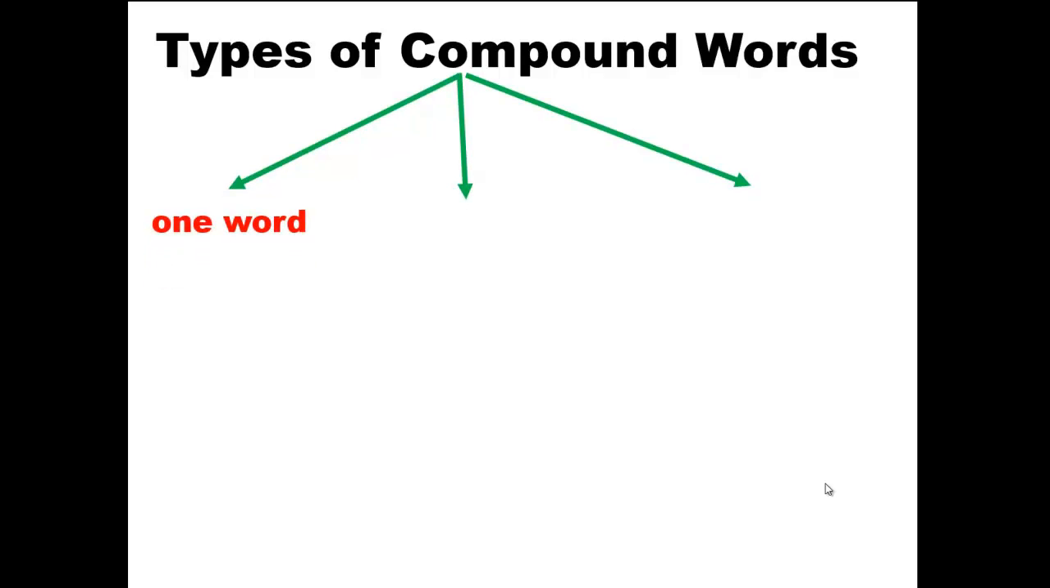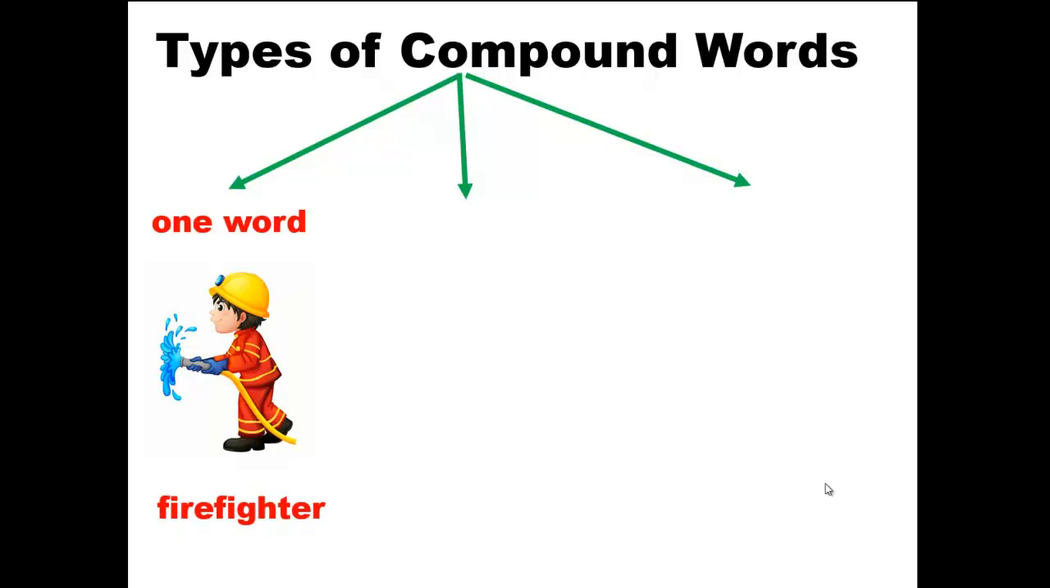The first type is one word. A compound word can be found as two words that are written as one word. For example, what is this word? Firefighter. How many parts is it made up of? It's made up of two parts. The first part is fire. The second part is fighter. Both words refer to the person who puts out the fire. So this word is a compound word. Why is it a compound word? Because it's made up of two words that are put together to make a new word.